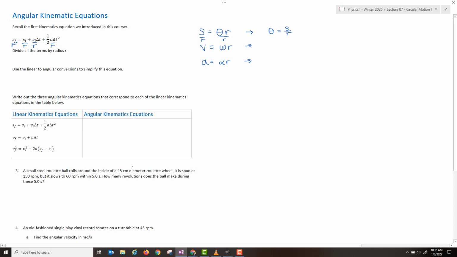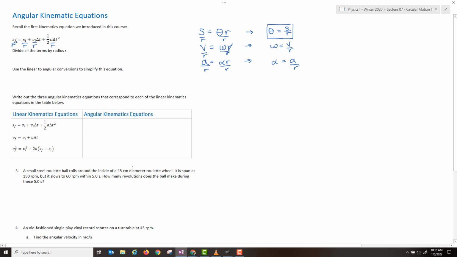Same thing with the second equation. If I divide both sides by R, my R's cancel out. I get omega equals V over R. And same with my third equation. I'm dividing both sides by R. I get alpha is equal to A over R. Okay, so when I did my SF over R, what did that give us? S over R, that's theta.